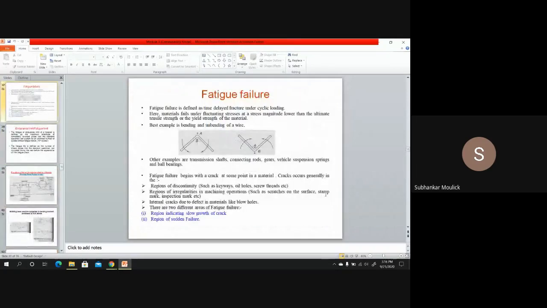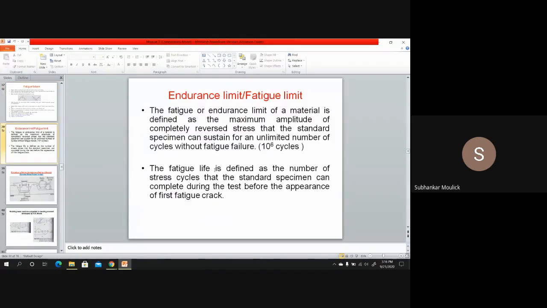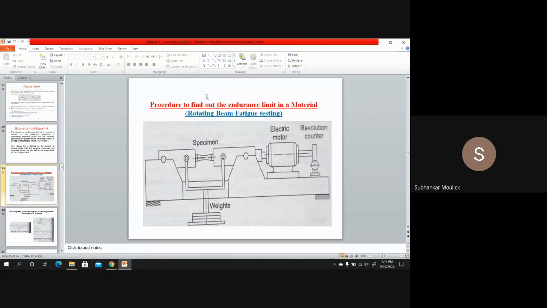So, good afternoon to all of you. If you remember, I will give you just a recap of what we did in the last class. In the last class, we started our discussion with fatigue failure. We did one experiment called the rotating beam fatigue testing machine. In this experiment, we found out the endurance limit of the component.